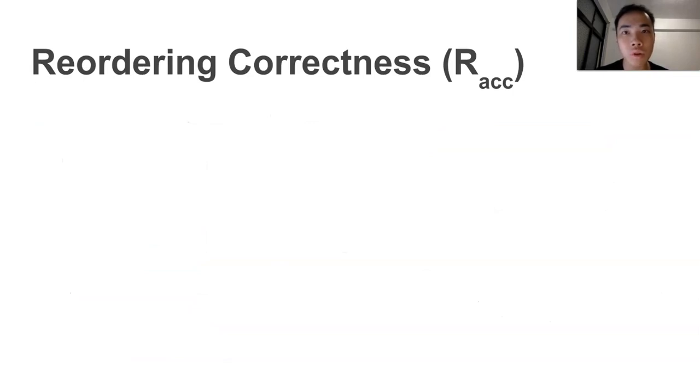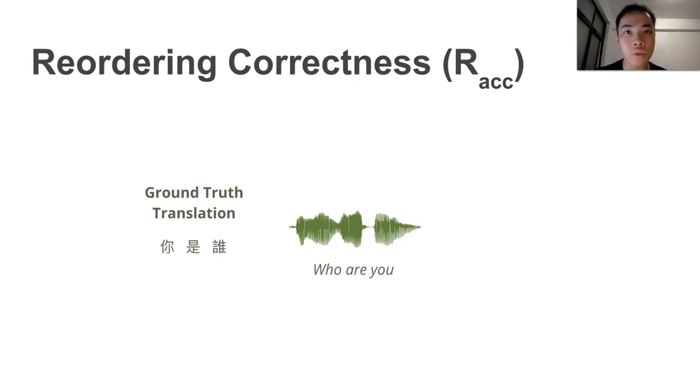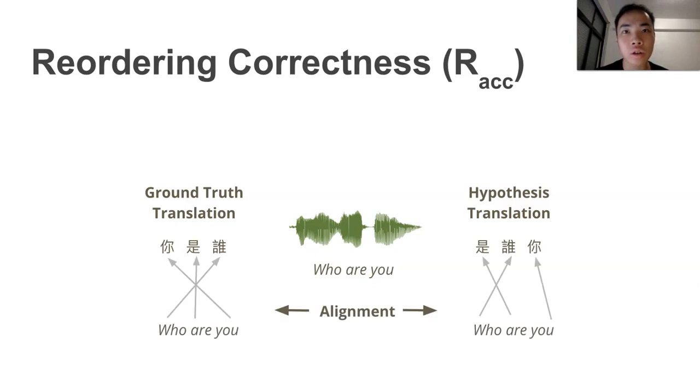Now, let me talk more about the reordering correctness score. Given an audio example, "who are you?" We know the ground truth translation, and we have the hypothesis translation output from the model. We can use the external aligner to align these two translations with the audio transcription respectively.